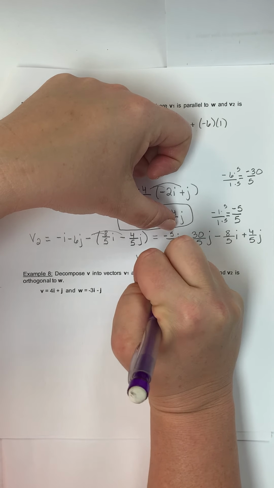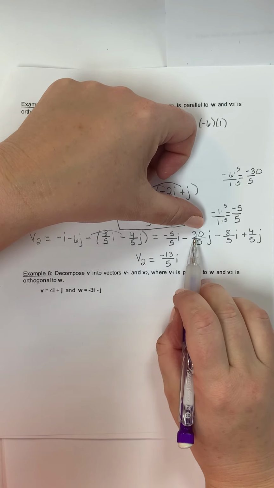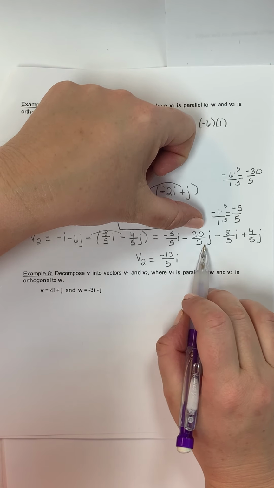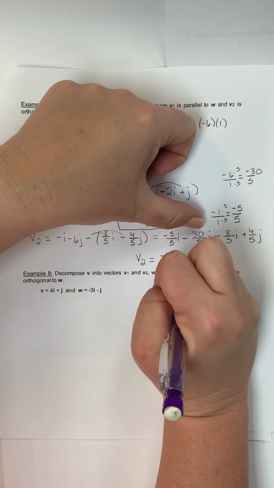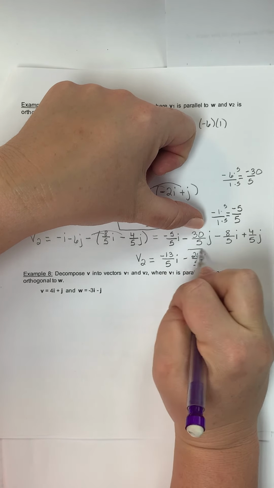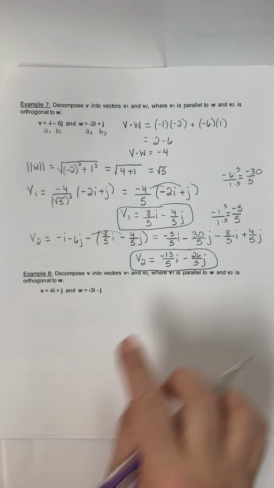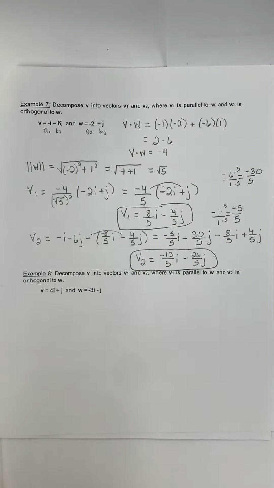That is a -13/5 I. My J's are -30/5 plus 4/5. That's a -26/5 J. And there's my V2. And of course, you could check this by doing a dot product with W if you wanted to. All right, let's try that one more time.